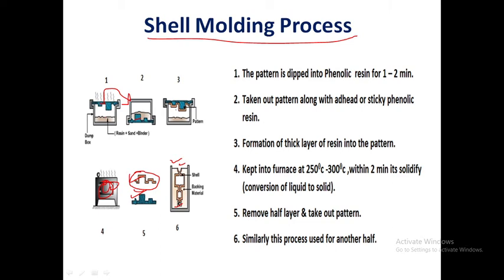Formation of a thick layer into the pattern. It is kept in the furnace at 250 to 300 degrees Celsius, so within 2 minutes it solidifies. Whatever liquid is there gets converted into solid, and here we can remove a half layer, which is taken out as a pattern.